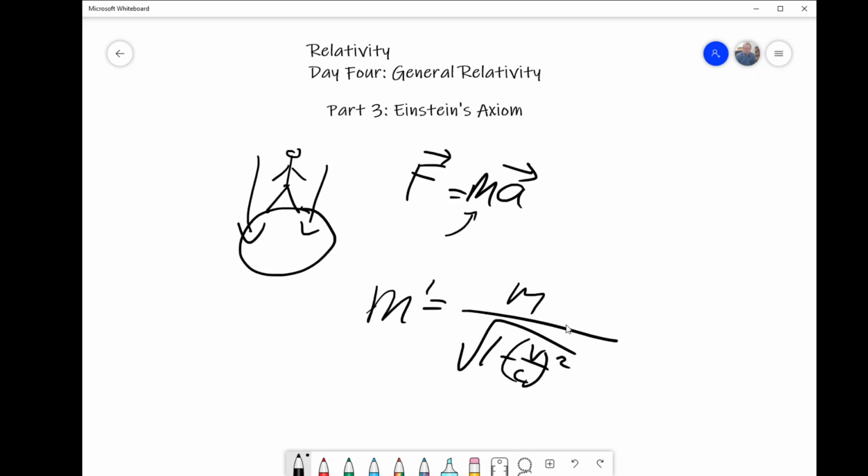This is another reason that the speed of light ends up as a speed limit for the entire universe. Because remember, inertia is your resistance to changes in speed. If your inertia becomes infinite, well, you're not going to change your speed, are you?